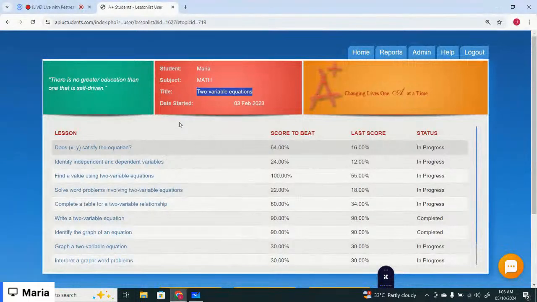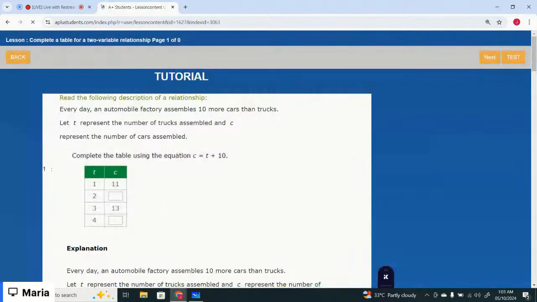Okay, here I am on chapter 2, variable equations. Let's start with the lesson, complete a table for a two variable relationship. Let's start with an example. Every day, an automobile factory assembles 10 more cars than trucks. Let T represent the number of trucks assembled and C represent the number of cars assembled. Complete the table using the equation C equals T plus 10.